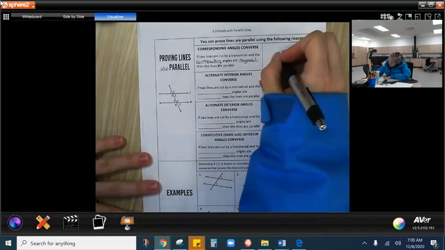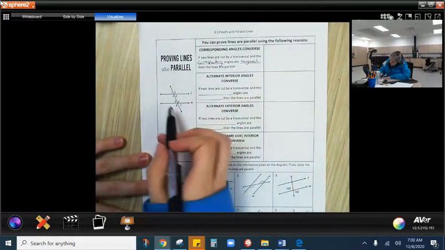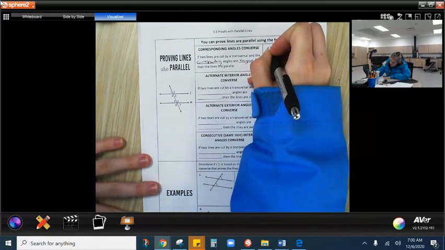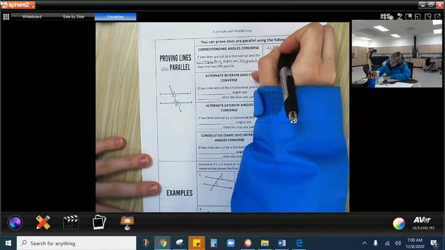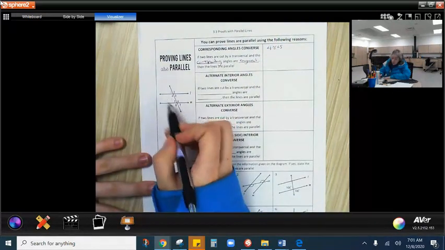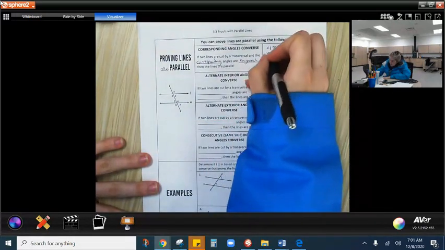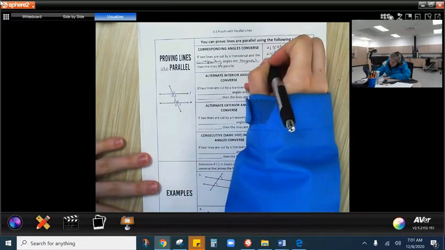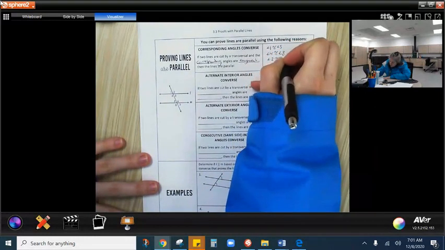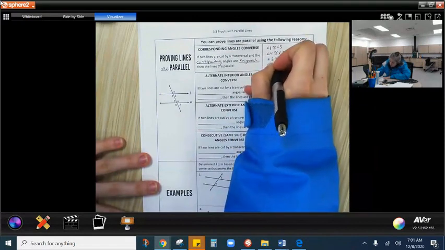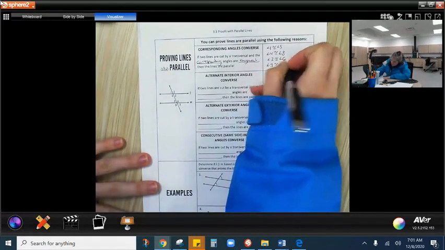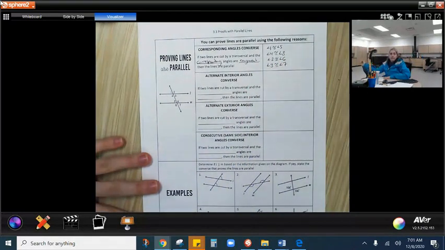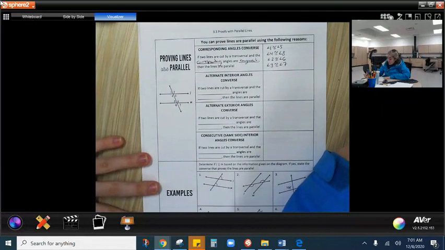So if we're looking over here, we would have statements like angle 1 is congruent to angle 5, right? Because they're both in the top left. Angle 4 is congruent to angle 8. Angle 2 is congruent to angle 6, and angle 3 is congruent to angle 7. Right, those would be the statements. Those are the corresponding angles, I guess I should say.